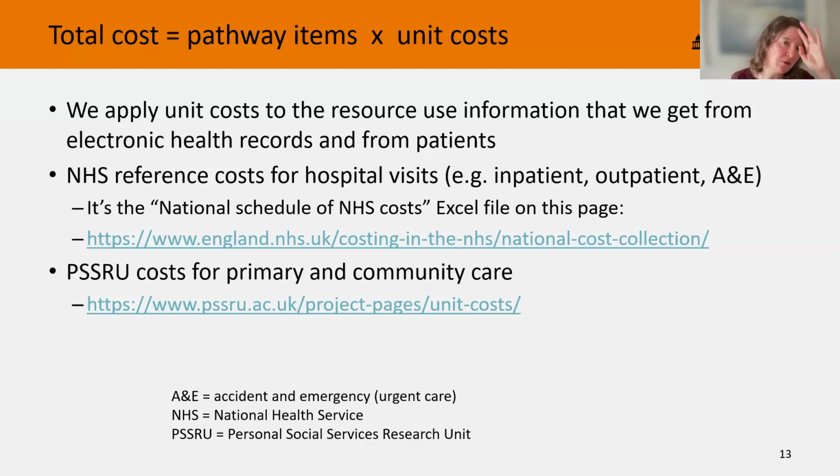So we get these unit costs from websites. So there's reference costs, NHS reference costs, that has all the stuff for hospital visits. And the schedule of costs was designed for sort of reimbursement costs. So they're not exactly reflective of how much things cost each actual individual hospital. It's sort of a national average. But that's fine if we want to have a sort of generalizable result.